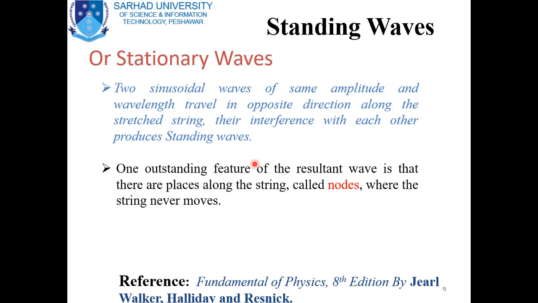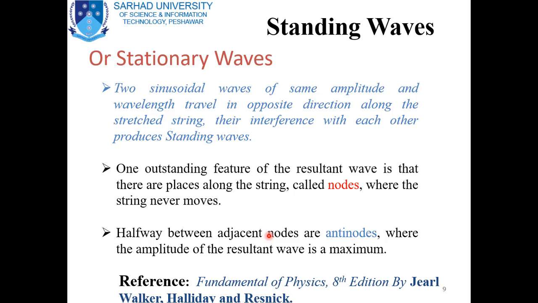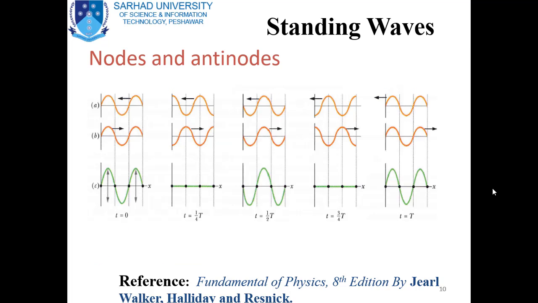One of the outstanding features of the resultant wave is that there are some places along the string which do not move up and down. At those points the displacement of the particle is equal to 0 and those points are called nodes. In between two adjacent nodes there are places where particles of the medium vibrate with the maximum displacement and those points are called antinodes. In this slide, the positions of nodes and antinodes are graphically presented.